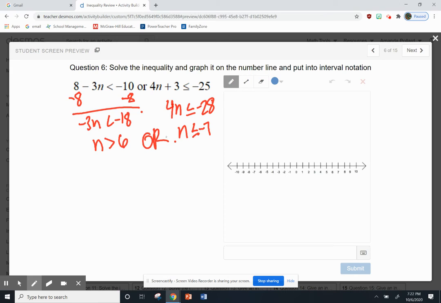And now I'm saying n is greater than 6. So I know it's going to go in this direction. And less than or equal to -7. So when I put this in interval notation, I'm going to have -infinity, comma, -7 with my bracket. And then because I have this space, I put a little u to combine them. 6 to infinity.